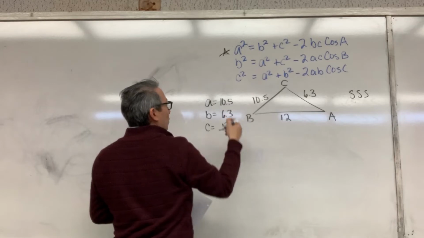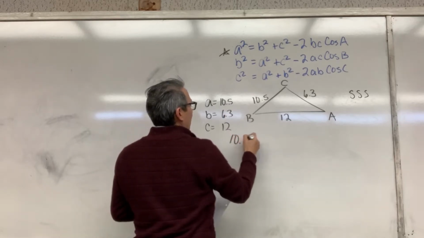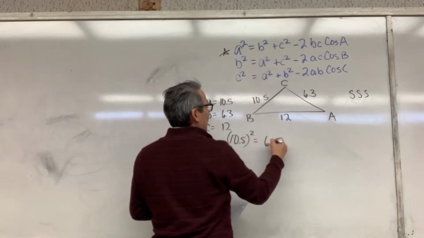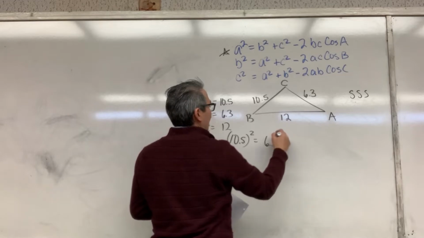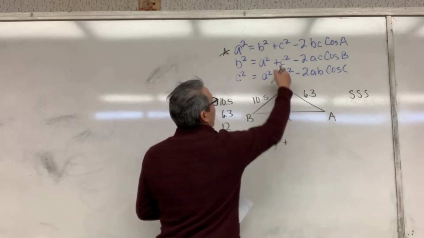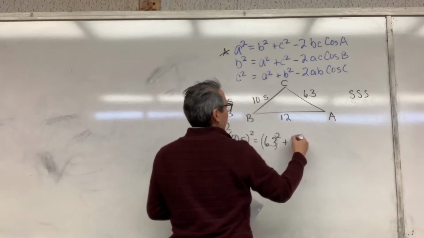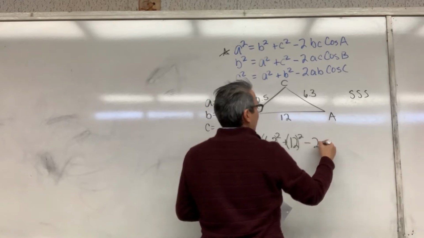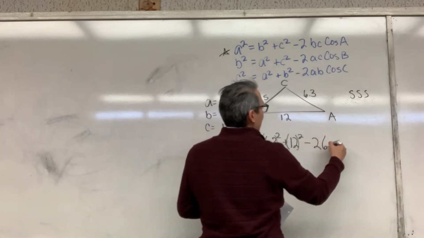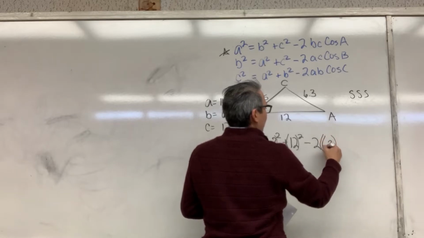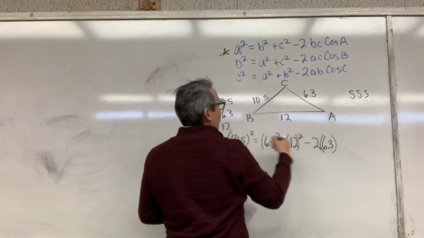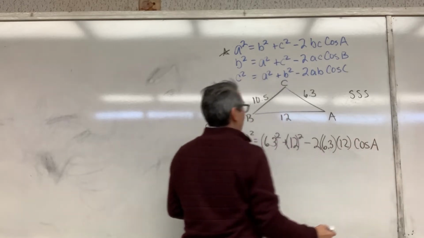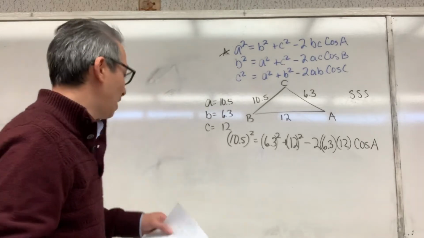So a squared, well, that's 10.5. We're going to square that, equals b squared. Well, we know that that's 6.3 squared. Okay, let's use parentheses there. Do I know what c squared is? That's 12 squared. Well, let's continue, I'm just substituting here. This is 6.3, and then for c we have 12. And then we have cosine A at the end.